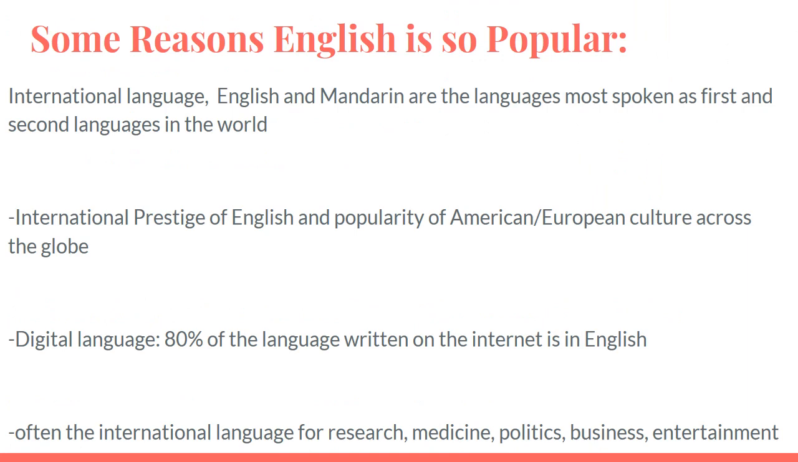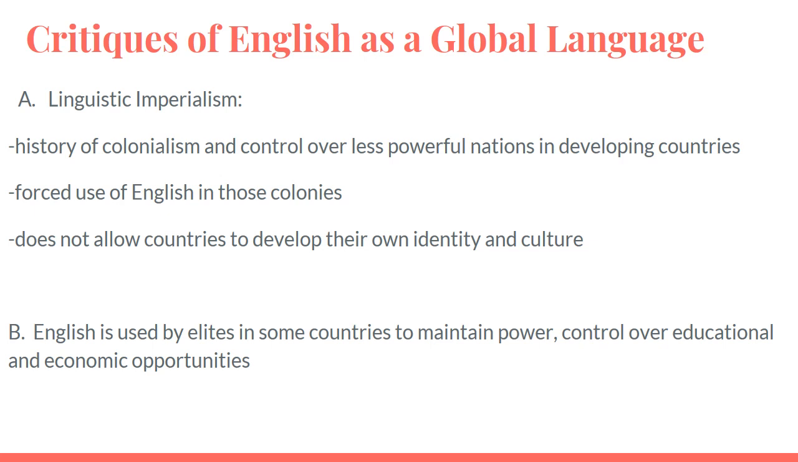Baker explains a couple of reasons why English is so popular. There are some critiques of English playing such an important role in the globe. One critique is the idea of linguistic imperialism. Linguistic imperialism is the idea that language policies were largely perpetuated based on imperialism and colonialism. So when the strong, wealthy powers, normally from the Western European countries, colonized the less developed, less wealthy countries in South America, Africa, and Asia.